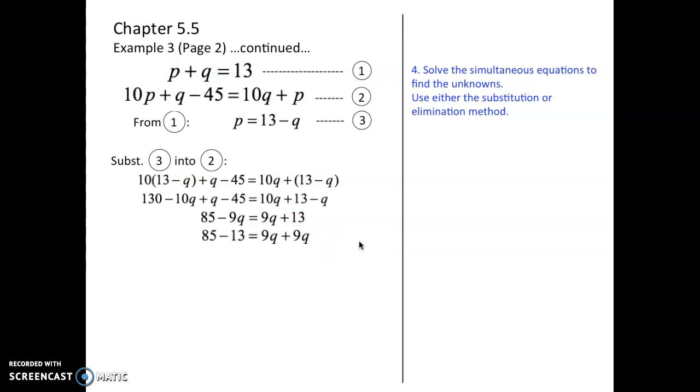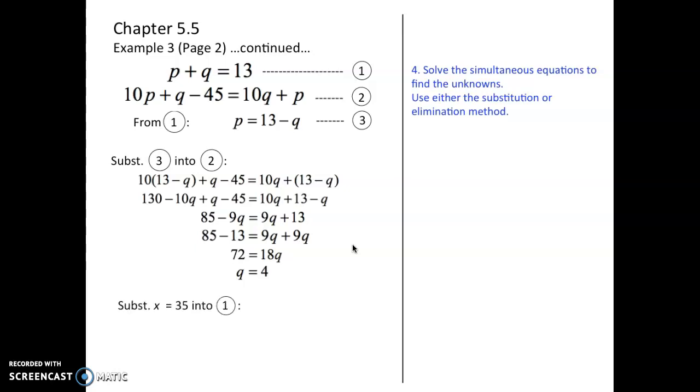So moving all the numbers to one side and the variable q's to the other side, we'll have 85 minus 13 equals to 9q plus 9q. Remember, when you move your terms over to the other side of the equation, you must change the signs. So with this, 72 is equals to 18q. Solving this, q will be equal to 72 divided by 18, which will give us 4.